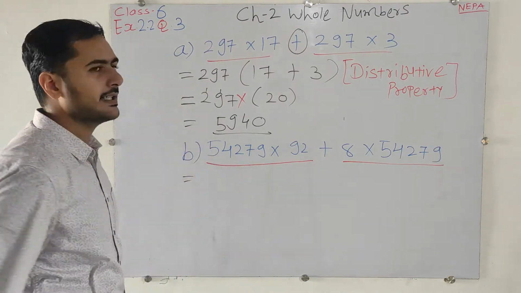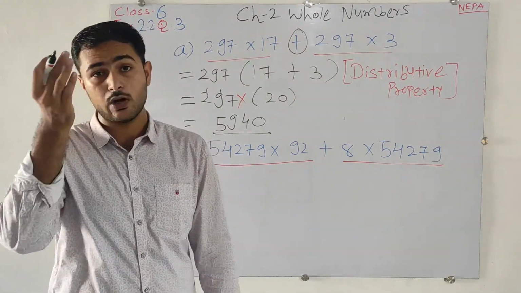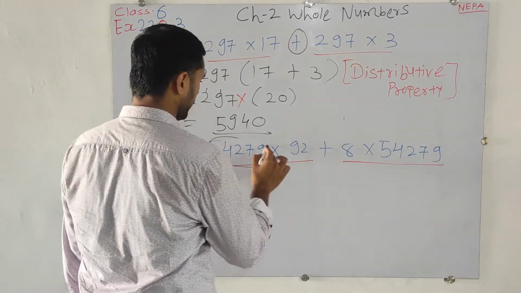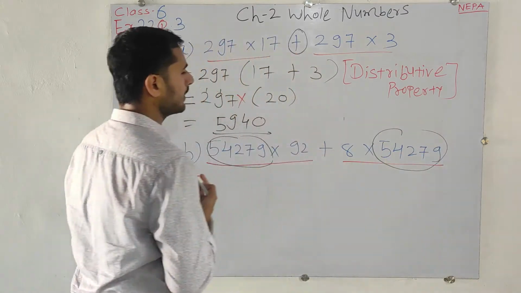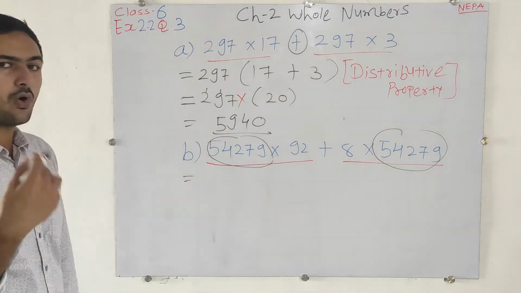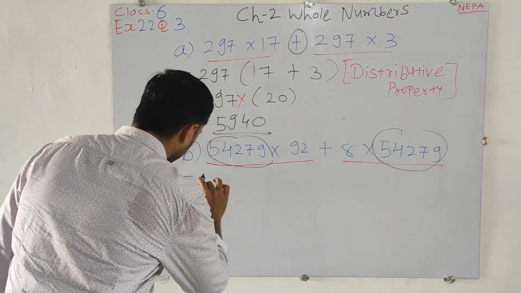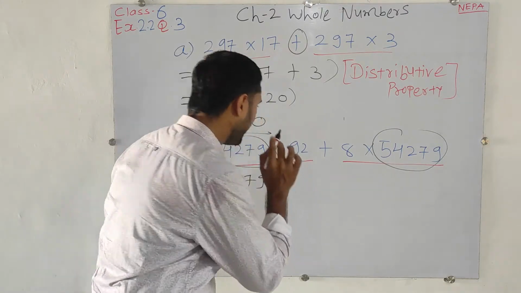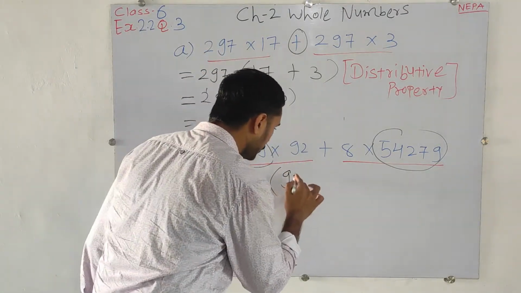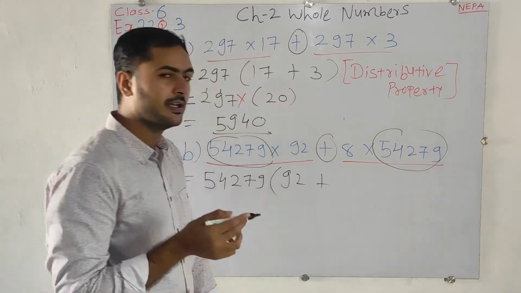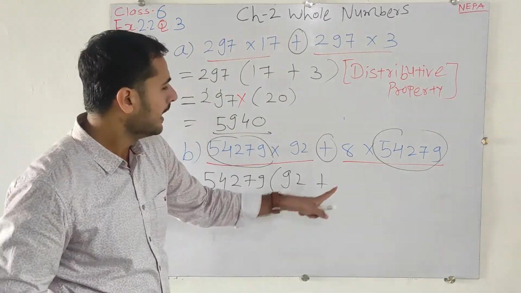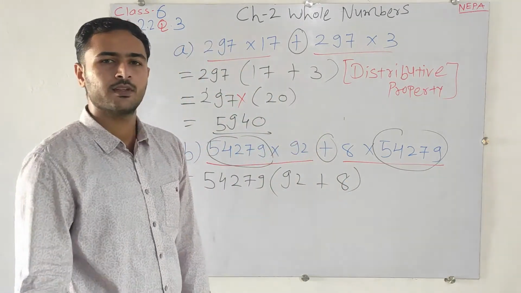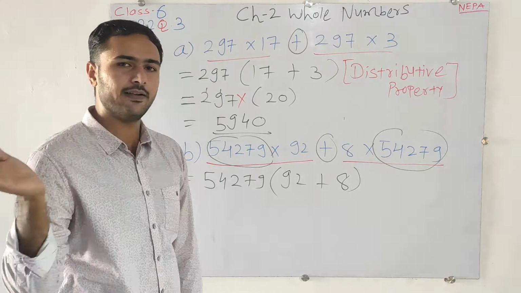First of all, the first step is to take out the common numbers. Which are the common numbers here? This one is the common one, see here and see here. That number is 54,279. So just take it out. 54,279 is the common one. So in the bracket, the remaining number is 92 plus, because here is the plus sign, so we put a plus sign over there. And the remaining number, that's 8. Just put 8 over there. Clear? Now our calculation is really very easy.